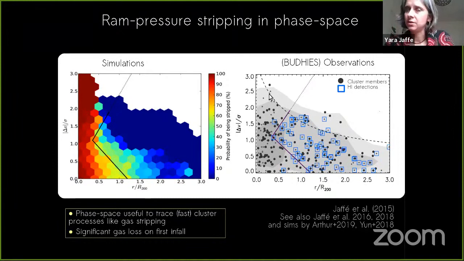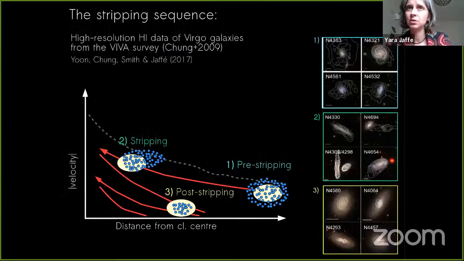So what this first exercise proved is that phase space is really useful to trace fast cluster processes such as ram pressure stripping, which is something that happens on first infall in the orbit of a galaxy that just came into the cluster. We've done a lot of follow-up work based on these results.